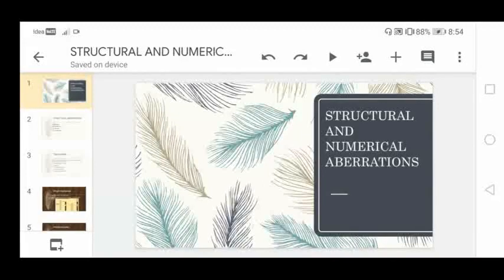Hello all. Today we are going to complete our session on structural and numeric elaborations.